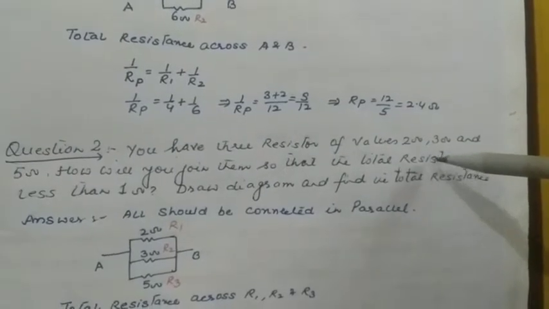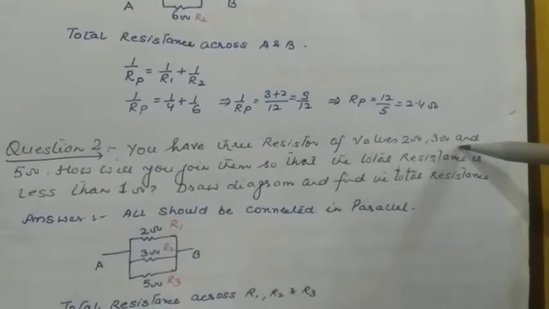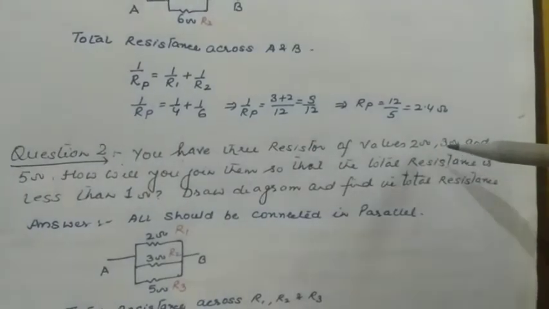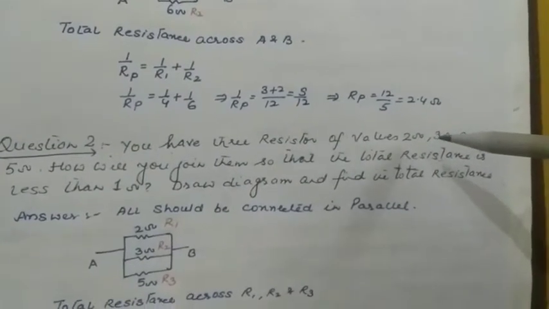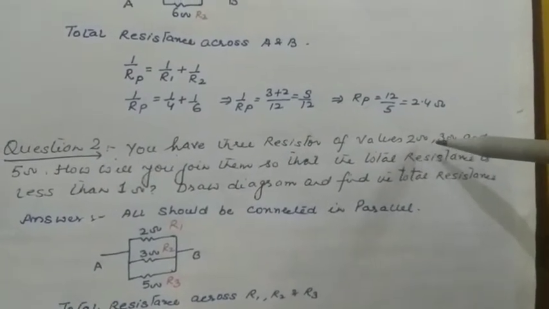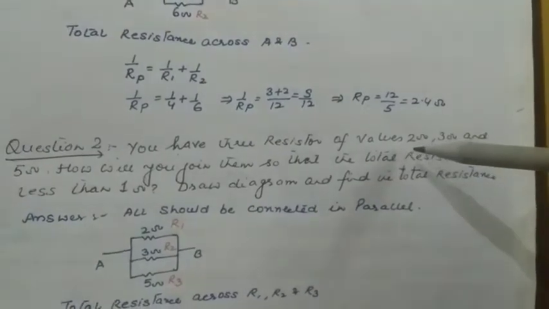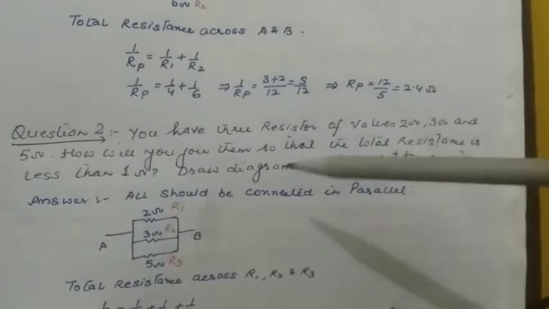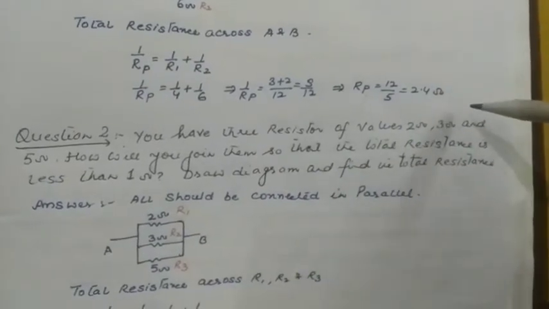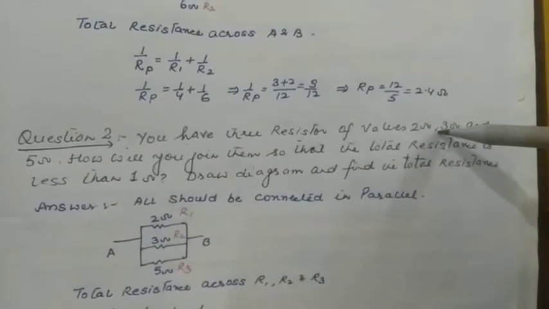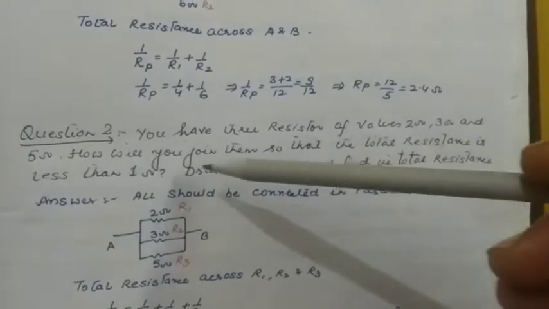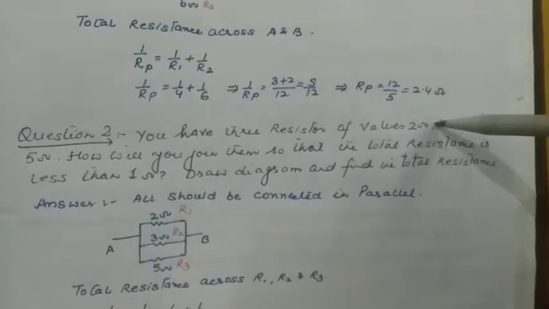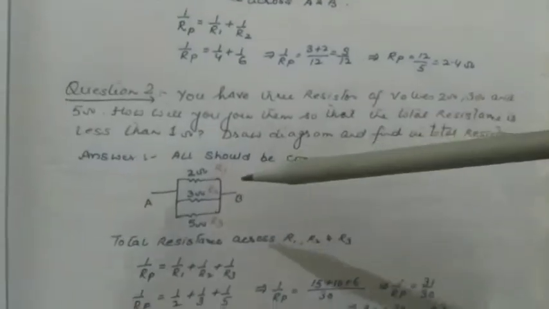Remember that when we connect all these 3 in parallel, we will get an answer less than the least one. Which is the least one here? 2 ohm. So in this way we will get an answer less than 2. If we connect in series, then the answer, you know well, is 2 plus 3 plus 5, that is 10 ohm. We require an answer less than 1, and obviously it should be less than 2. So we will try the parallel arrangement.